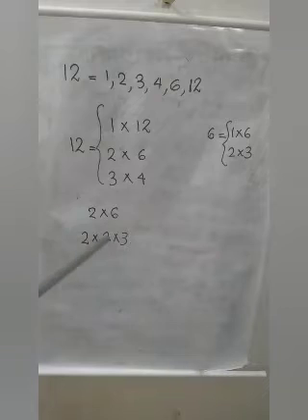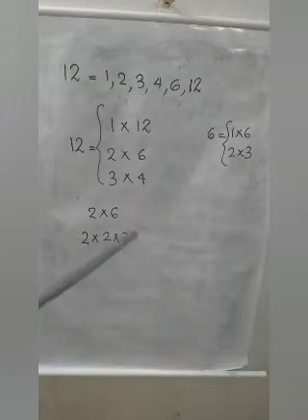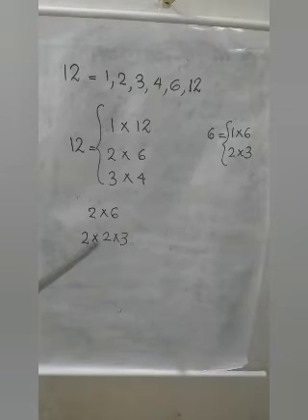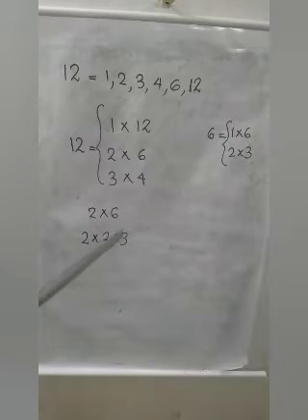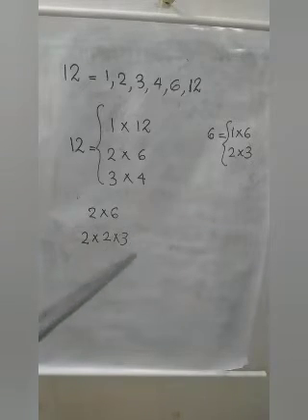Now look at the factorization: 2 into 2 into 3. So here all the numbers are prime, isn't it? 2 is a prime number. 3 is also a prime number. So the factorization 2 into 6 we have converted into 2 into 2 into 3, in which all the factors are prime numbers. So this factorization is known as prime factorization. That means I expressed 12 in terms of its prime factors.